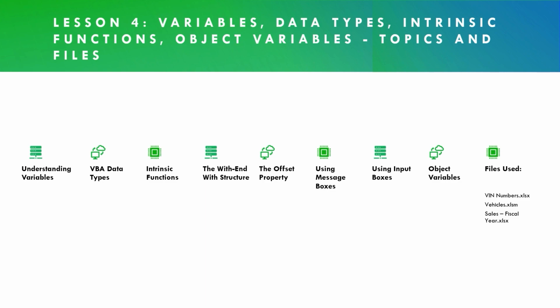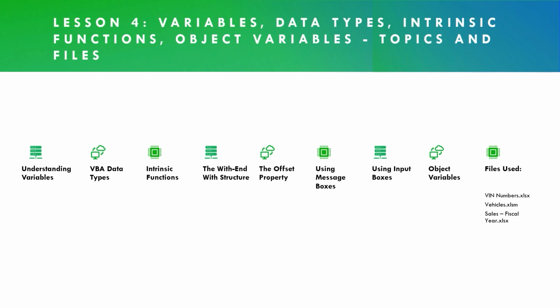We moved into intrinsic functions. We built a sub procedure where we used them to parse the VIN. We used Left, Right, and Mid functions in that section. We learned the benefit of conciseness by using the With structure along with the Offset property to be able to assign the right part of the VIN to the appropriate cell.